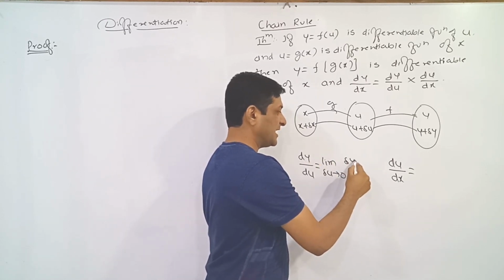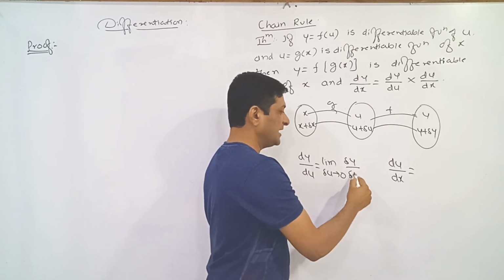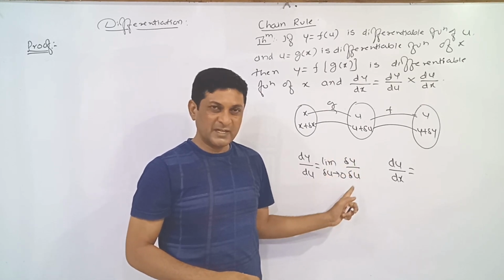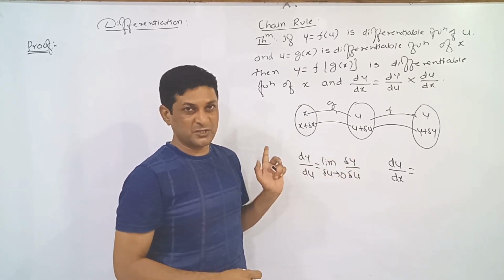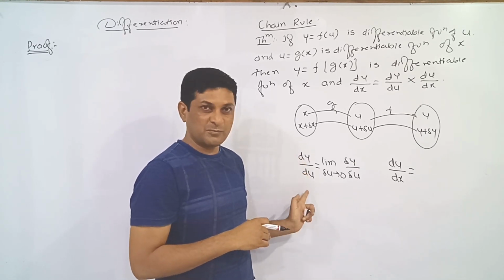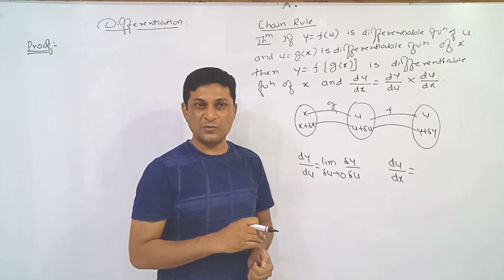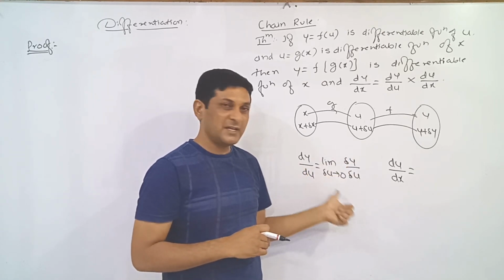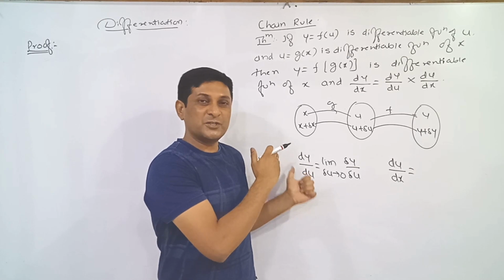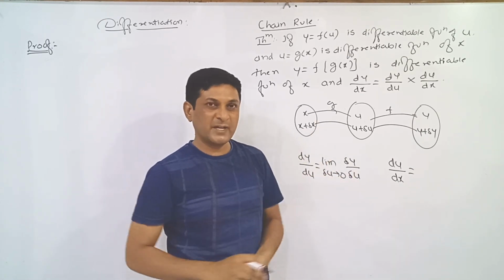Limit delta u tends to 0, delta y upon delta u. If this limit exists, we can say that function is differentiable. But here it is already given to us that y is a differentiable function of u, then we can say that the limit exists. Limit exists means function is differentiable, or if function is differentiable, then this limit already exists.